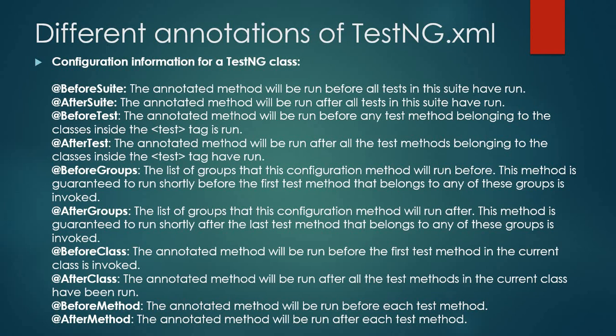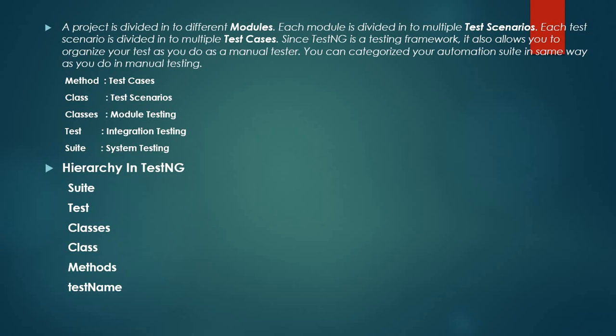What needs to be done before that particular piece of code is executed, and what needs to be done after it is run, all these things can be specified in the testng.xml file. The main project is divided into multiple modules. For example, comparing manual testing with automation, you can categorize the automation suite in the same way. A method means a test case, a class means a test scenario, classes means the module, test means the integration between multiple modules, and the suite means the complete overall system which you need to test.